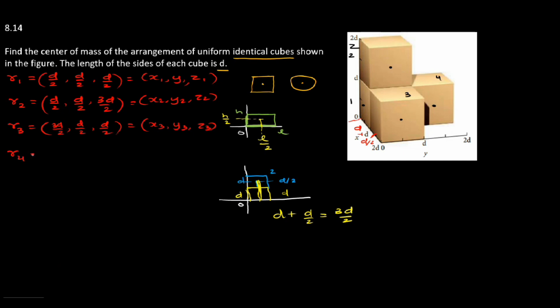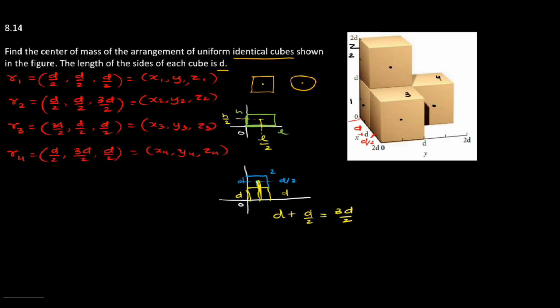We do the same thing with cube 4. Cube 4 is displaced along the y-axis, so we will only change the y value. X and z value will remain the same, 3d by 2 and d by 2. So these are the coordinates of center of mass for each of the cubes. Now I'm going to use them to find the position of center of mass for the whole system.